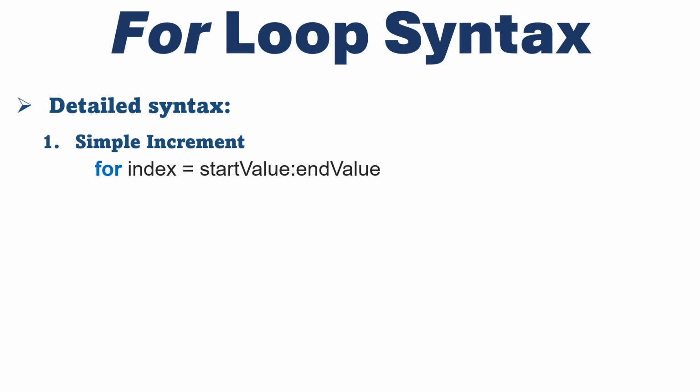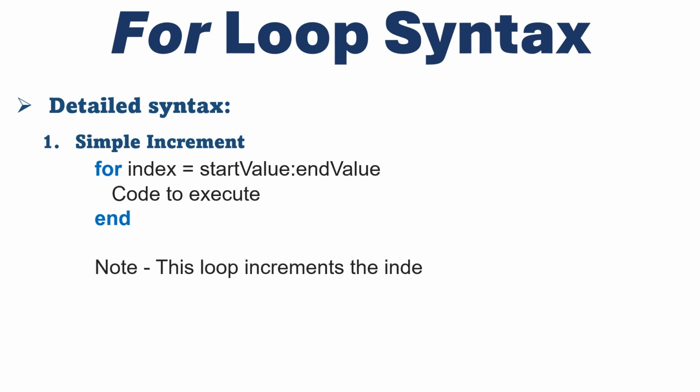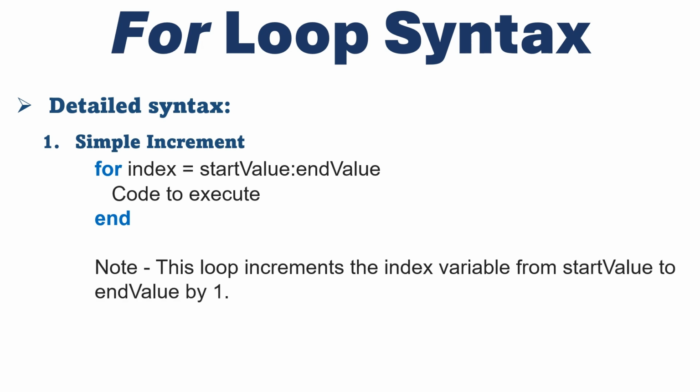For, I will start with the keyword, then index, start value, end value, and then I'm going to write the code to execute. I need to end the for loop, and for that I will use the keyword end. This loop increments the index variable from the start value to the end value by default by 1. And this is how this simple increment works.